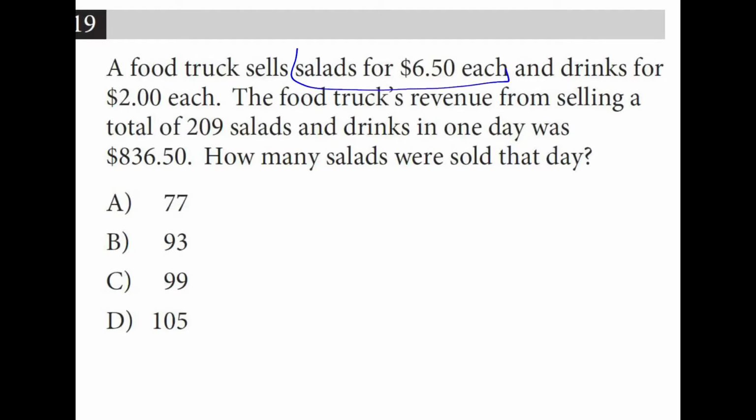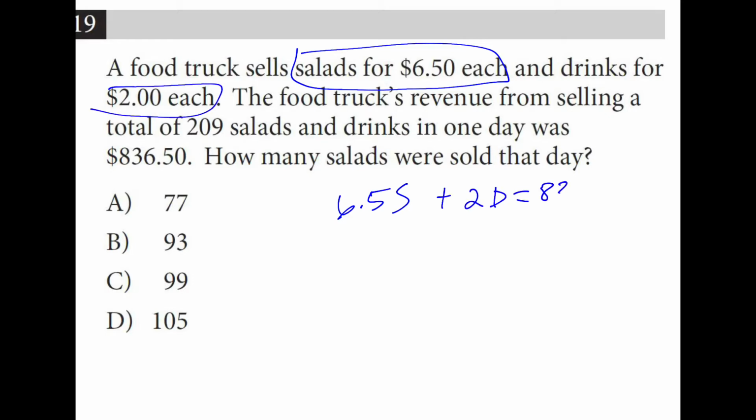So $6.50 per salad, 6.5S, $2 for a drink, so plus 2D is equal to $836.50, and then S plus D is equal to 209, because there's the total number and the total dollar amount. And they want me to solve for S.